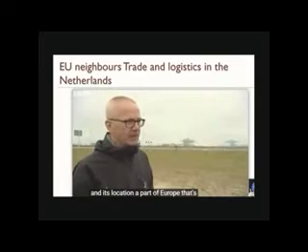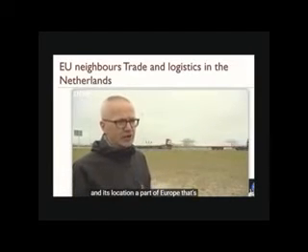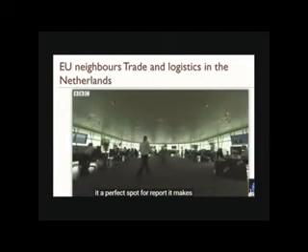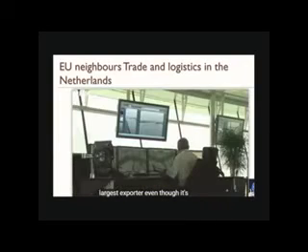And that location, part of Europe that's heavily populated and industrialized, makes it a perfect spot for a port. It makes the Netherlands the EU's 3rd largest exporter, even though its population is tiny.